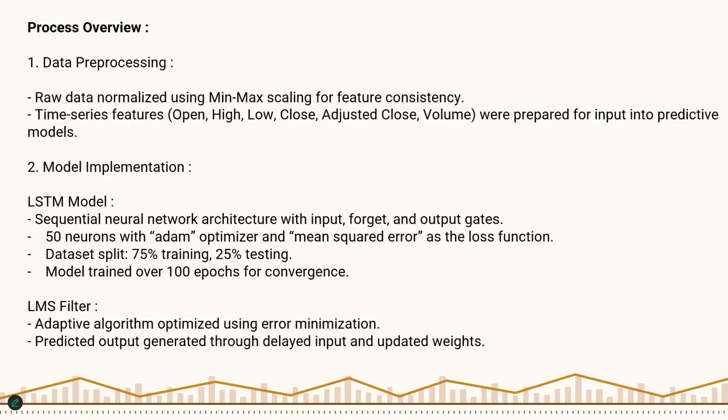Configured with 15 neurons, the Adam optimizer and mean squared error as the loss function. The dataset was split into 75% training and 25% testing. Trained over 100 epochs to ensure convergence. LMS filter, an adaptive algorithm optimized by minimizing prediction error. The predicted output was generated using delayed input and updated weights. This comprehensive implementation ensures that the models are both accurate and efficient.